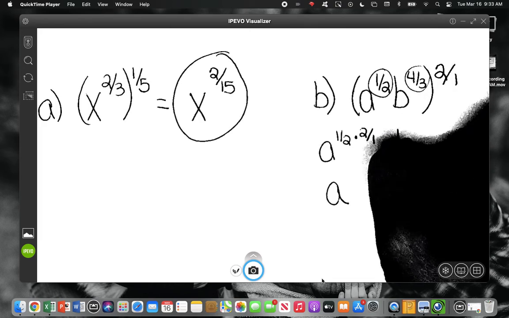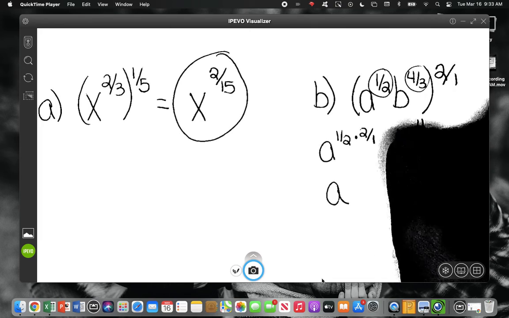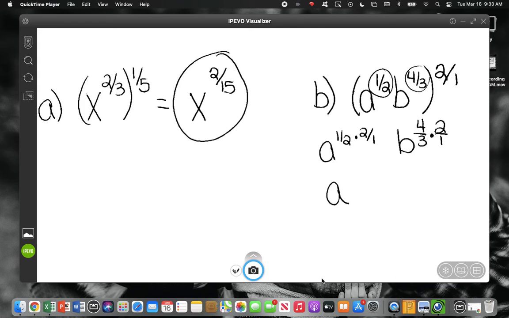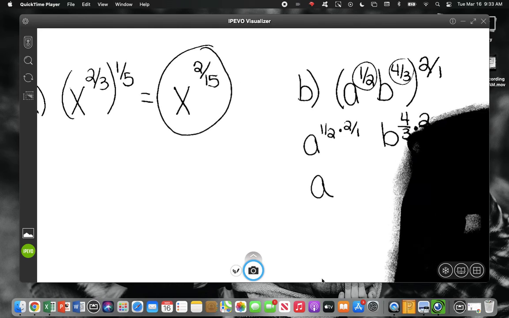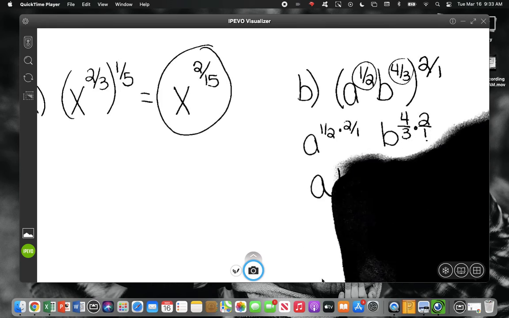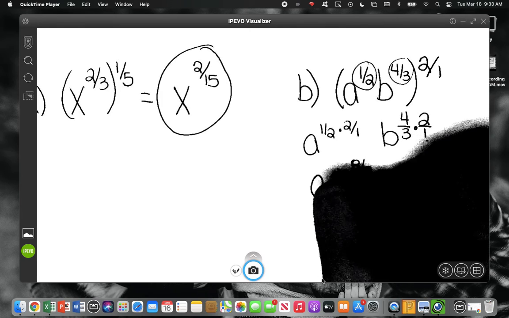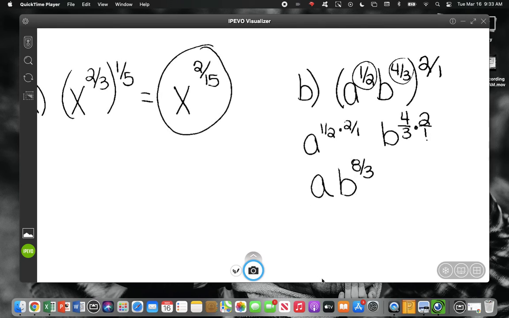Now for B, we take 4/3 times 2 over 1. What is 4/3 times 2 over 1? Multiply across. 4 times 2 is 8. 3 times 1 is 3. And we have 8/3. So if you have 2 bases, multiply each power by the exponent on the outside. We can multiply whole numbers to fractions.